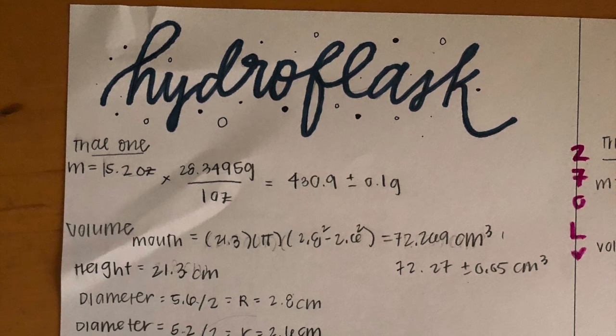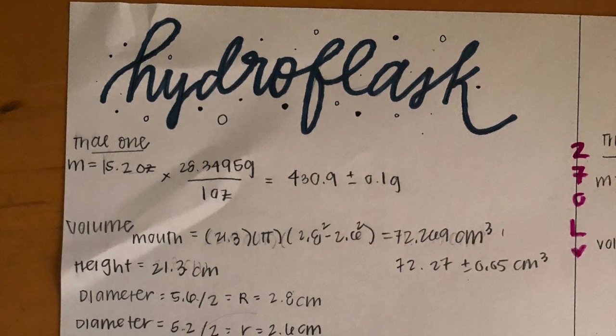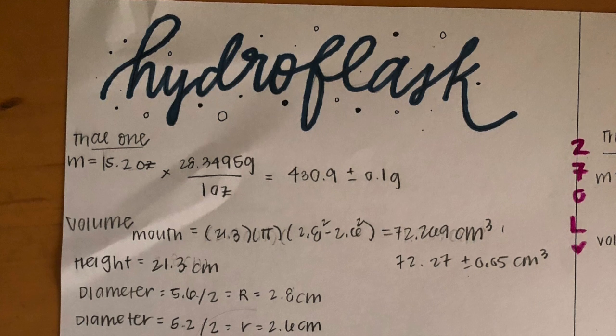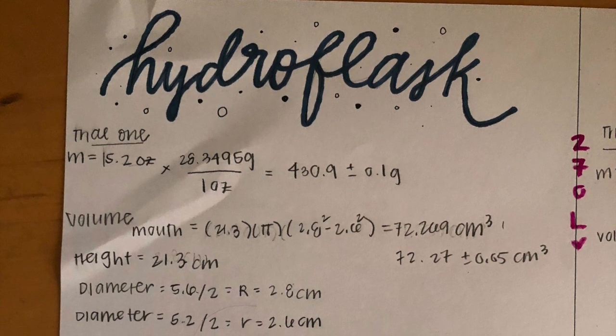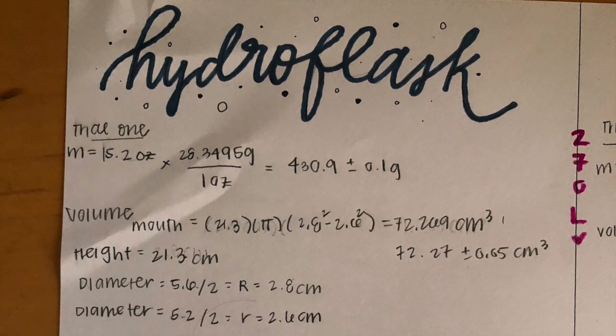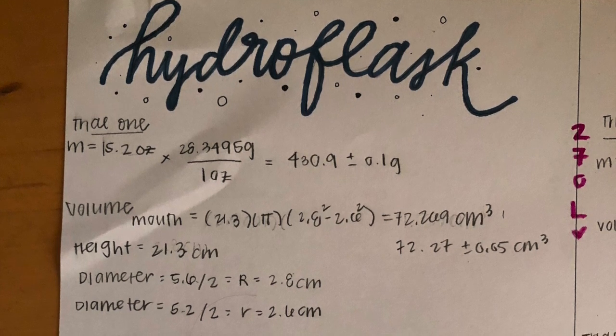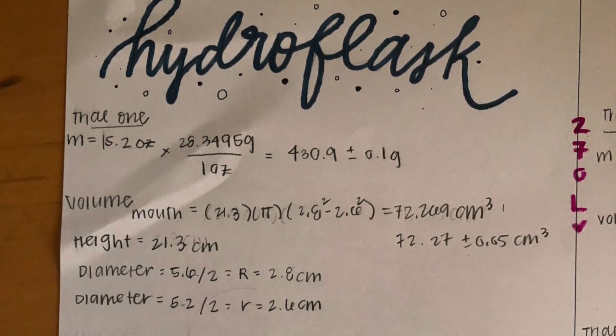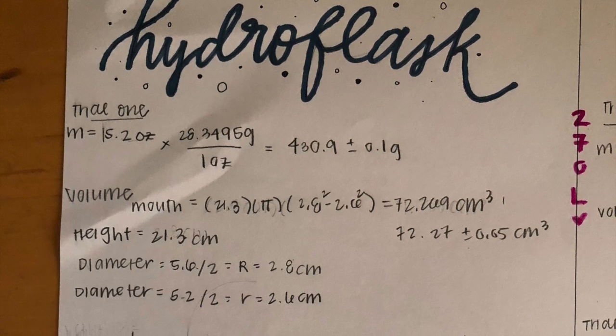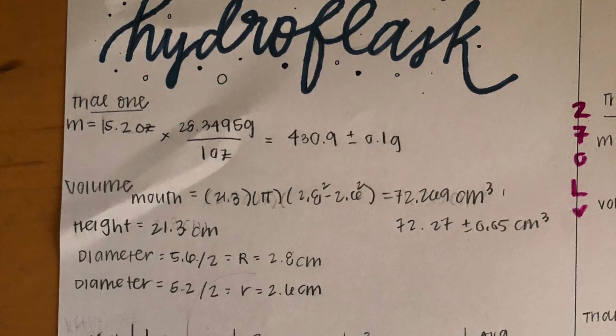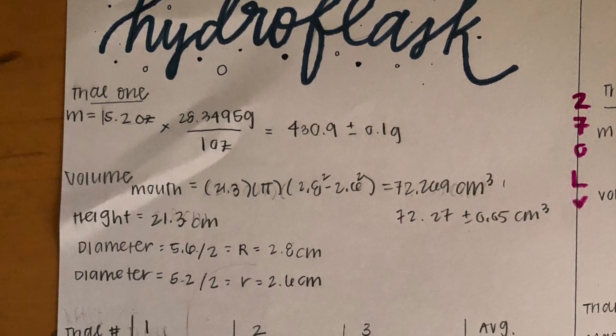To find the average density of my Hydro Flask, I did 3 trials of finding the mass and the volume. Now, I didn't have a sensitive enough scale to find the mass of my Hydro Flask, but online there were many different values for the mass of my Hydro Flask. The first value for the mass I found was 15.2 ounces, and I converted that into grams, getting 430.9 grams.